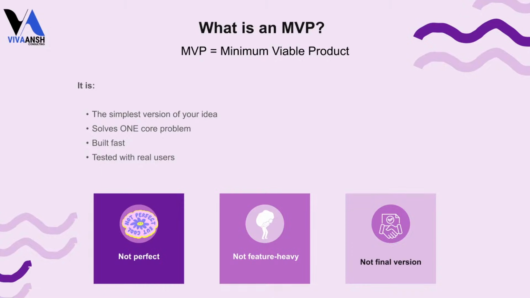MVP is a minimal viable product, that is the full form of MVP. What many people misunderstand is they think MVP means a small version of a big project. No, it's not a small version of a big project. It means solving one clear problem with the simplest possible solution. Understand? Solving one clear problem with the simplest possible solution.